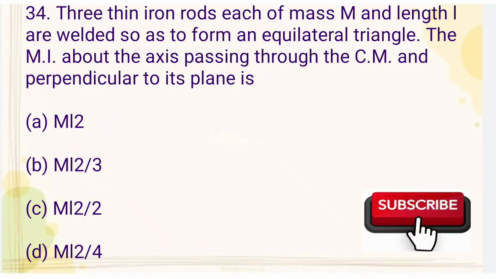Three thin iron rods, each of mass m and length l, are welded so as to form an equilateral triangle. The moment of inertia about the axis passing through the CM and perpendicular to its plane is... Option C is the correct option.